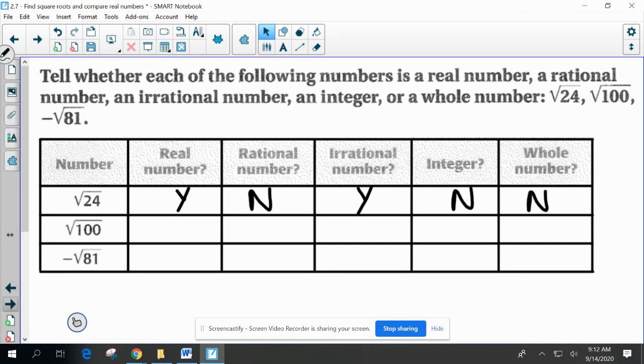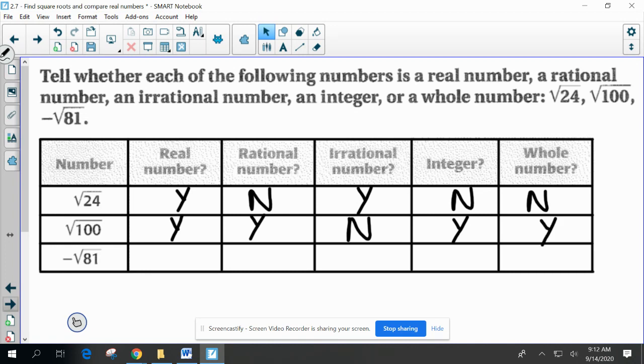Okay, square root of 100. That's on your perfect squares. So that is 10. Is that real? Yes. Rational? Yep, 10 is a rational number. Can it be irrational and rational at the same time? No. Integer? Yes. Whole number? Yes.